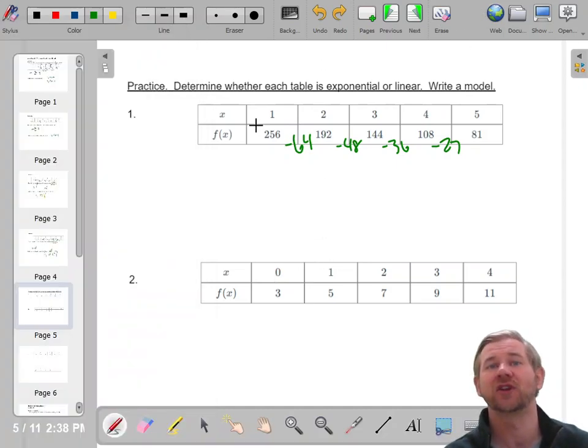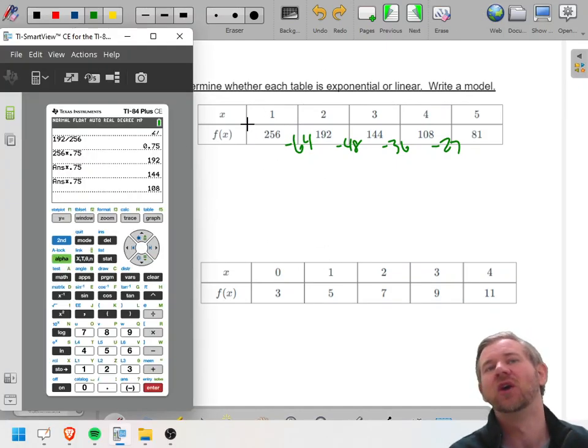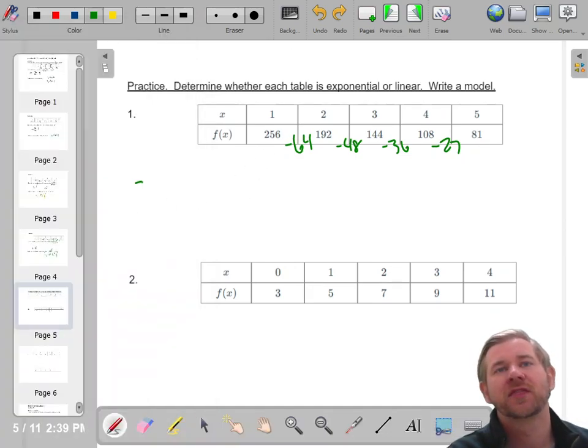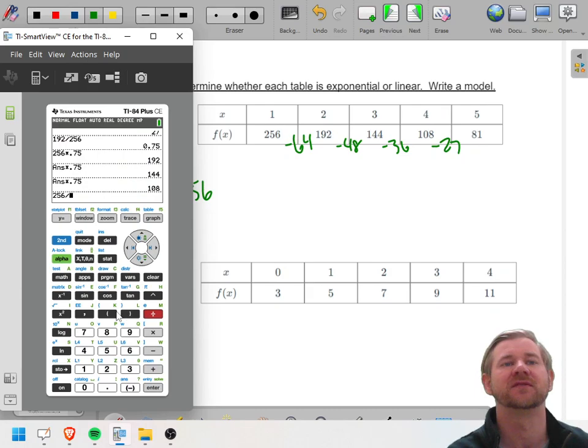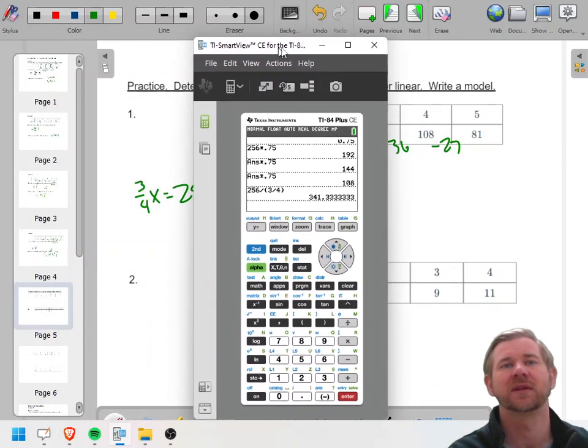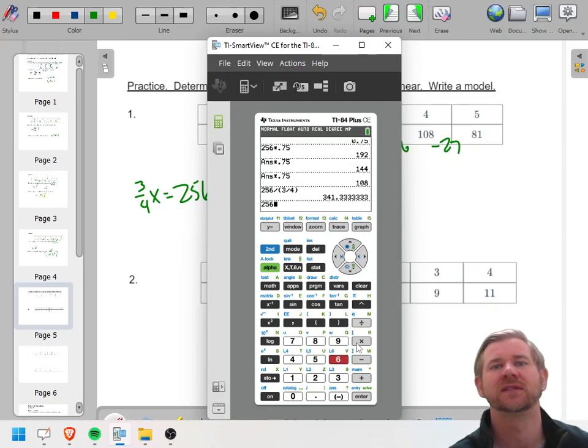Now, I've got to figure out what I started with, and to do that, I need to go one more step. So maybe I'll write an equation: 3/4 of something is 256. What did they multiply? Do 256 divided by 3/4, or multiply by 4/3, and get 341.3. Okay, so that's what I'm starting with. Let me try that again. 256 times 4/3. Okay, it's 341.3.